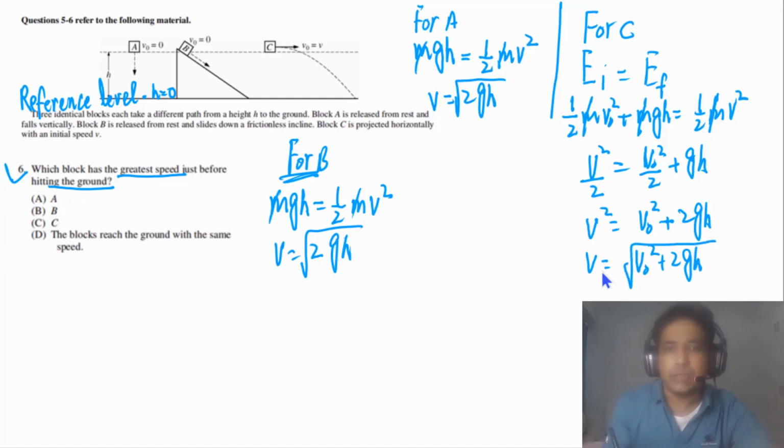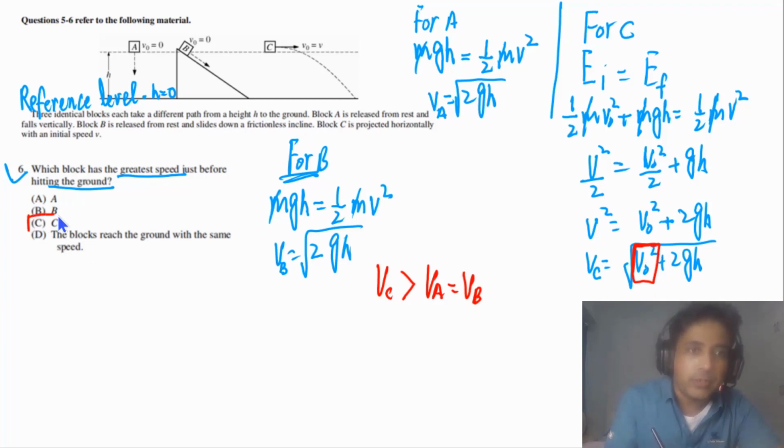So you can see in this case the speed of C. This is the speed of C, this is the speed of A, and this is the speed of B. In this case, it is very clear that VC is greater than VA and is also greater than VB, because this has this extra amount of speed. So C has the greatest speed. So the answer for this question is C.